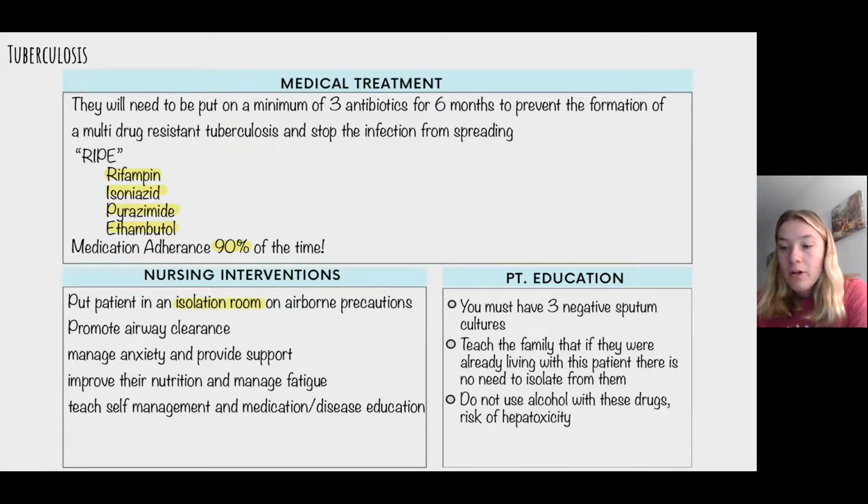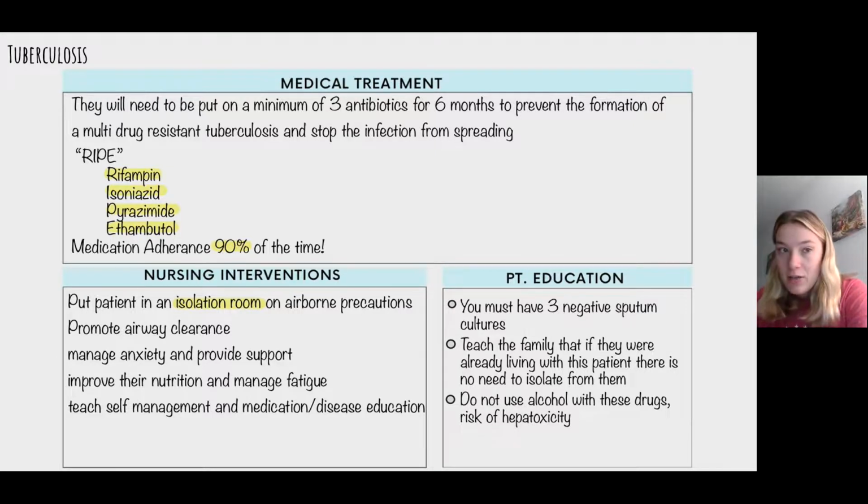So what are we going to do? We're going to put our patient on our RIPE drugs. So what is that? That's our rifampin, isoniazid, pyrazinamide, ethambutol. Now, these patients are going to have to be taking this medication for a long time, about 3 to 6 months. So as nurses, we really need to stress the importance of our medication compliance. We really want 90% adherence most of the time. Why? Because we don't want to develop a multi-drug resistant strain. So what are we going to do? We're going to put the patient in an isolation room, airborne precaution, and support them.